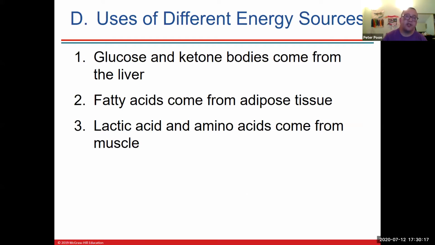The use of different energy sources. Glucose and ketone bodies come from the liver. Fatty acids come from fat, obviously. Lactic acid and amino acids come from muscle.